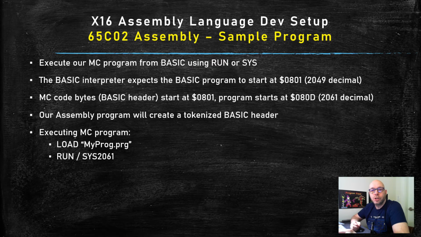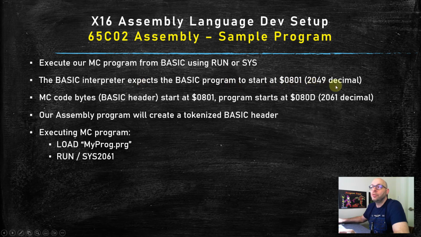The BASIC interpreter is running. So in order to execute our machine code program, we need to load that program into memory, into the emulator, and then execute it. And the way we're going to do that is from BASIC using either a run command here or the sys command. And we're going to take a look at both of those instructions in a moment when we actually look at this in real time.